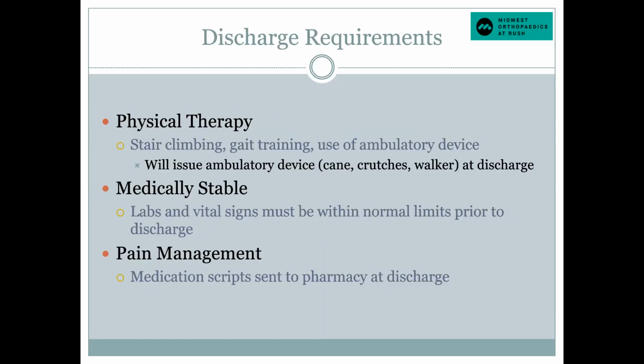There are a few discharge requirements. Prior to your discharge, you have a few tests to pass. You will meet with a physical therapist where they will fit you for an assistive device like a walker or crutches. They will walk you around the unit and clear you on the stairs and teach you a few exercises that you can do your first week at home. The medical team will also clear you to make sure your vitals and lab work are within normal limits prior to discharge. And we will also make sure that your pain is managed appropriately prior to leaving our facilities.